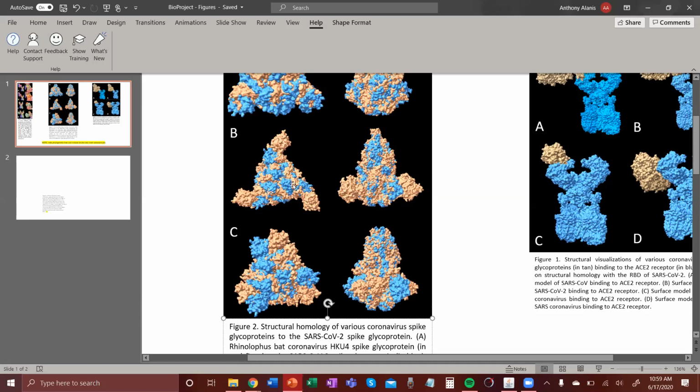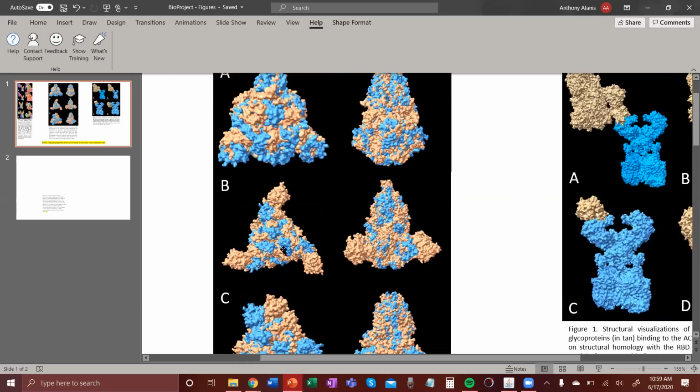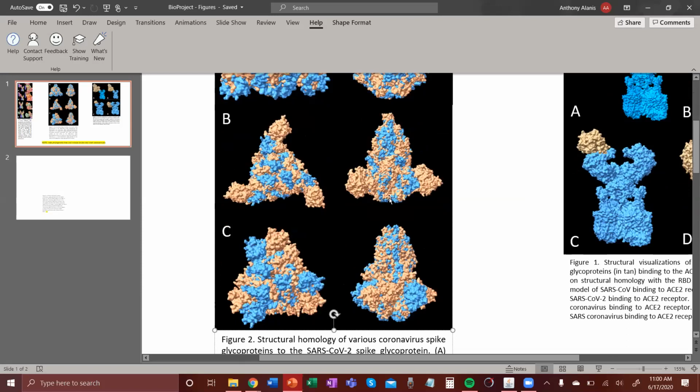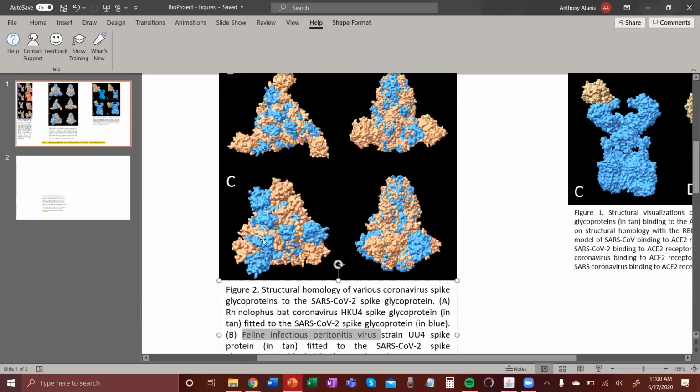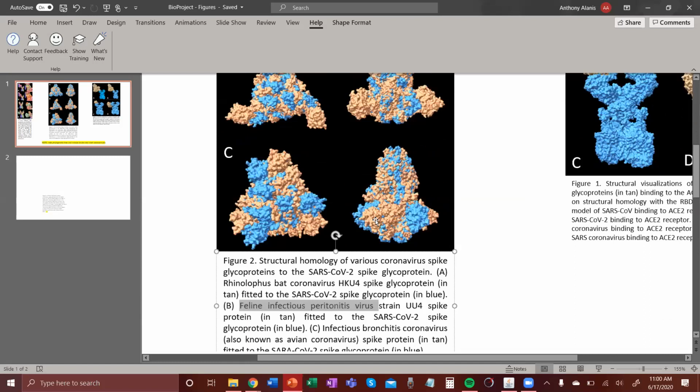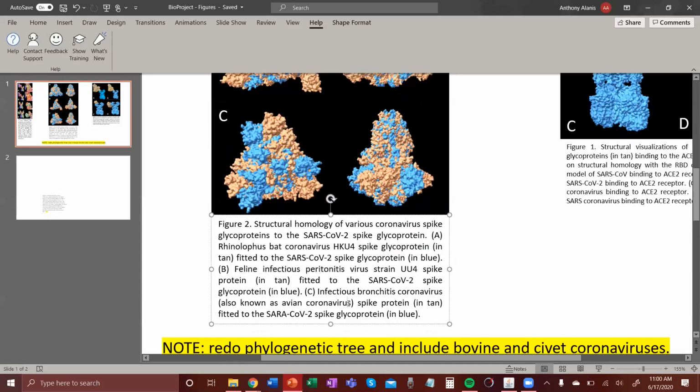The view on the left is from the receptor binding domain. Down here, this is the receptor binding domain. And if you just turn that, this is the side view of the virus, and the receptor binding domain is on the bottom. And that's the same thing down here. And then panel C, this is the avian coronavirus. So this is from a bird.